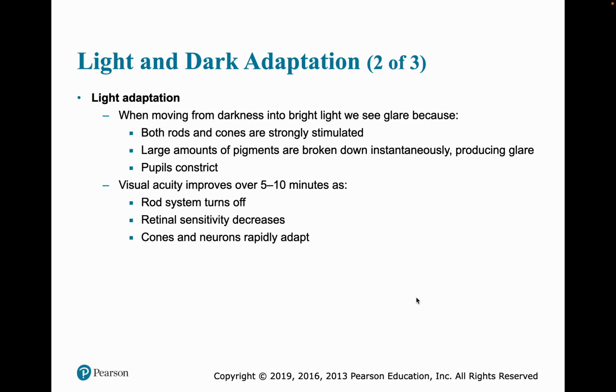Light adaptation happens when moving from darkness into bright light, and that leads to a glare because for a moment or two, both the rods and cones are strongly stimulated. A large amount of pigments are being broken down instantaneously, producing the glare, and the pupils will constrict. Over the course of about 5 to 10 minutes, the rods will turn off, the retinal sensitivity will decrease, and the cones and neurons will rapidly adapt.